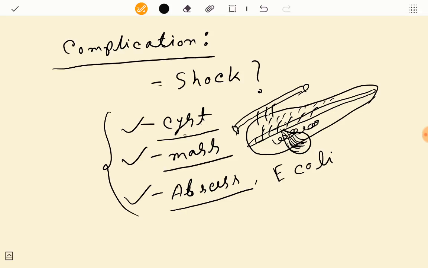And these three, pseudocyst or mass or abscess, what will be the result? Rupture. Rupture is the result. So just remember like this way.